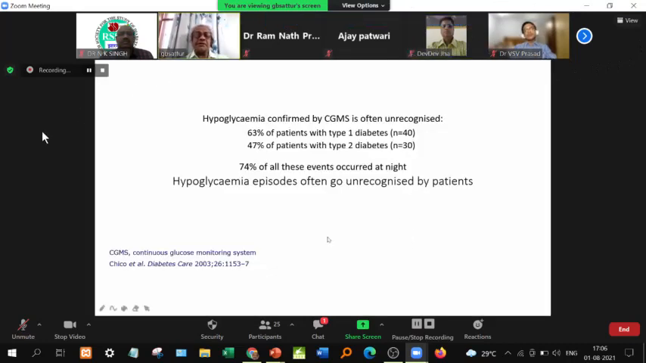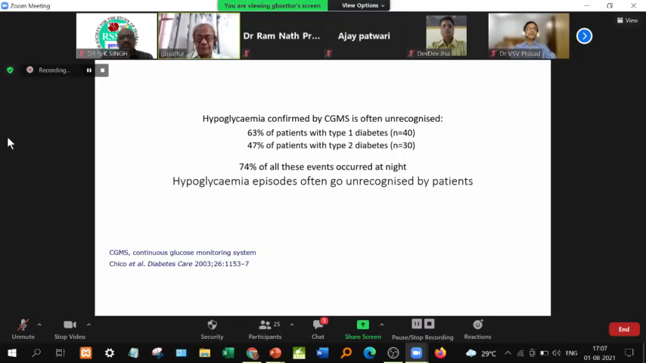So hypoglycemia is an important barrier. You can see all that here. Hypoglycemia is confirmed in a large number of type 1 and type 2 diabetic patients. And as I already said, 74% of all these events occurred at night. Hypoglycemic episodes often go unrecognized. Those of us who do continuous glucose monitoring are very well aware. In the morning, when you analyze later on, you see a blood glucose of around 45 milligrams, and the patient would not be aware that he had hypoglycemia through the night.